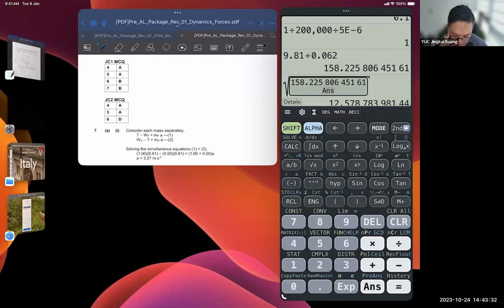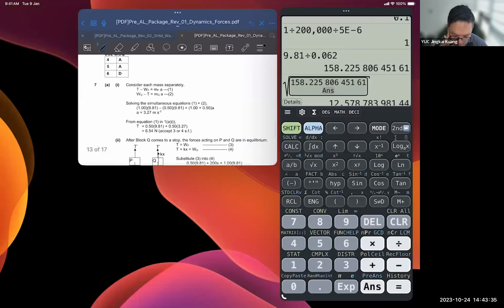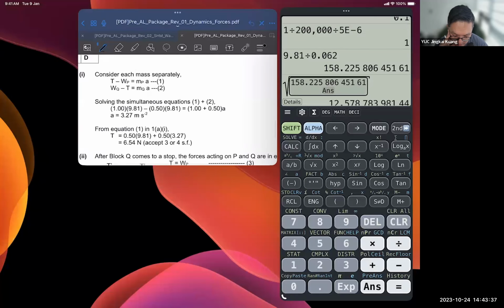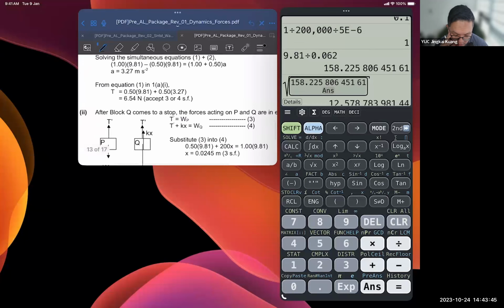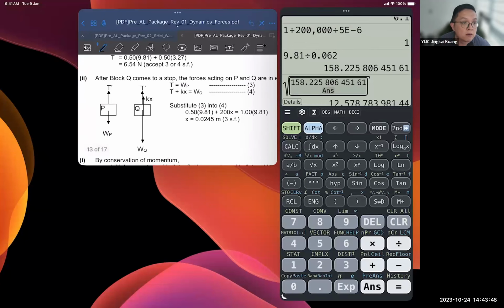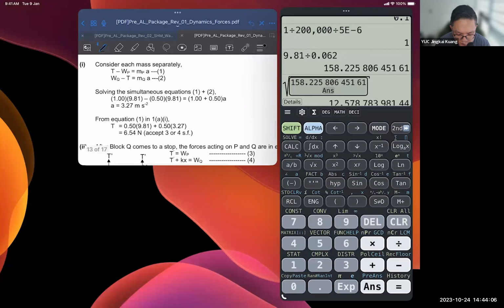Question 7. 3.2. Okay, even my first answer is wrong. Use forces. Use forces to solve. Complete stop. 6.54. Wait, why is my first answer wrong? T minus WP.